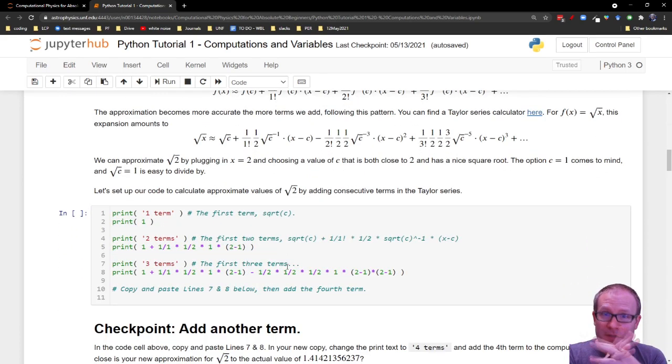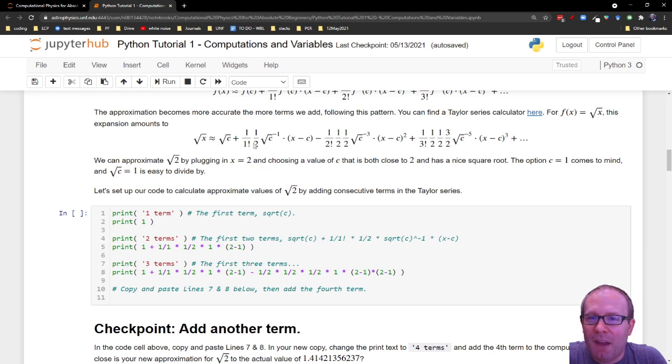So the way I could do this, I could just take all of these values and plug them in here in a code cell, right? So for one term, if I just take the first order term, I would get square root of c. I happen to know the square root of 1 is 1, so I would have 1 here. Wonderful, earth-shattering math, I know. For the next one, we're going to say 2 terms.